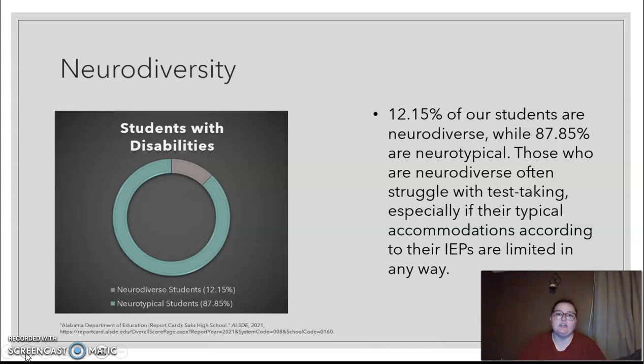And then next, neurodiversity. We have 12.15% of our student population who are considered neurodiverse, or students who have disabilities. Those who are neurodiverse often struggle with test taking, especially if their typical accommodations, according to their IEPs, are limited in any way.